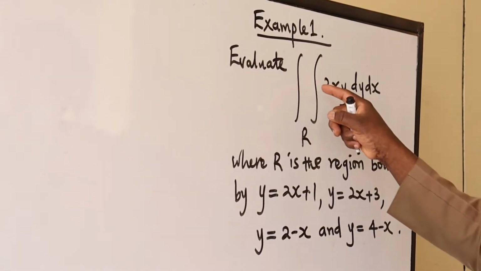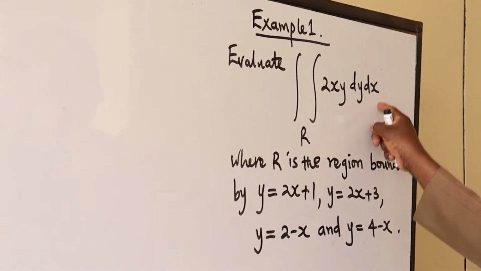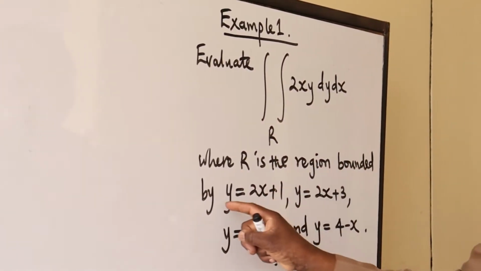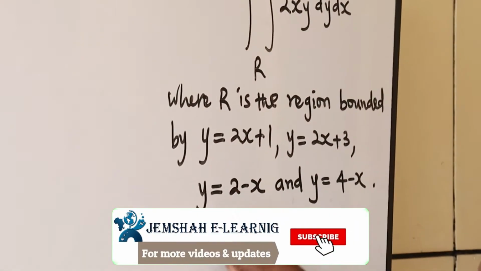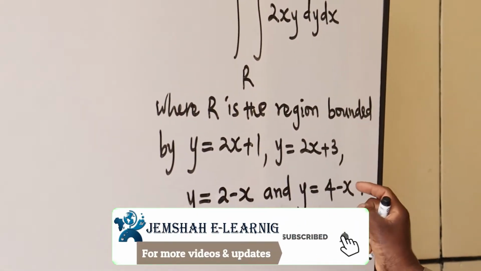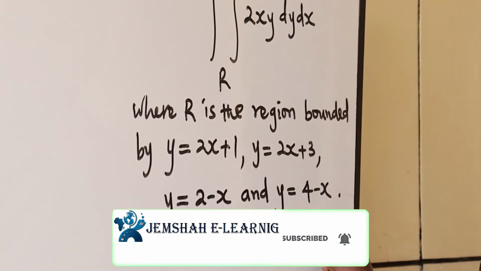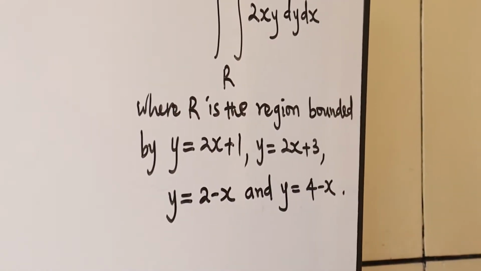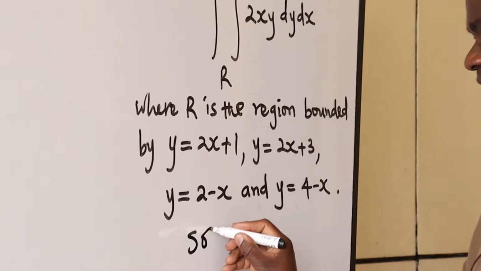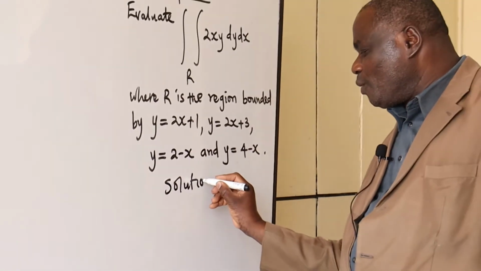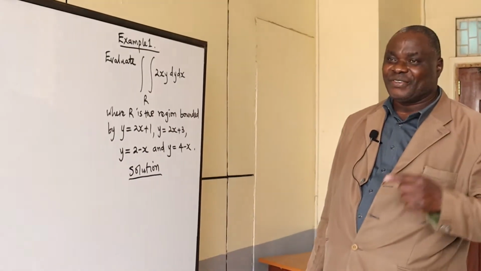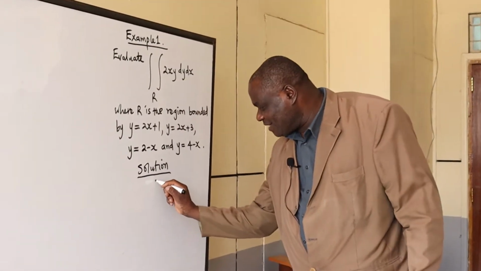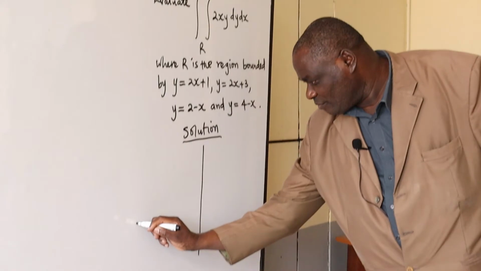Example 1: evaluate this double integral where R is the region bounded by y equals 2x plus 1, y equals 2x plus 3, y equals 2 minus x, and y equals 4 minus x. In our solution to such a question, we should always start by sketching the region.